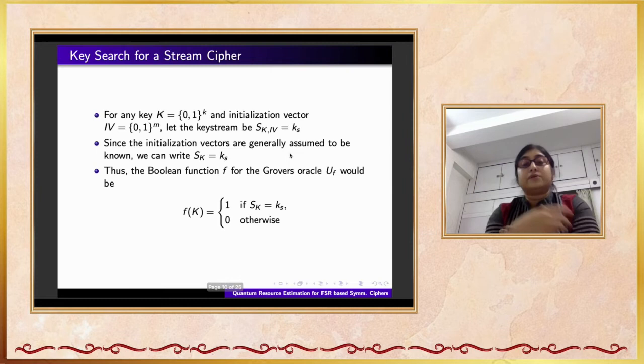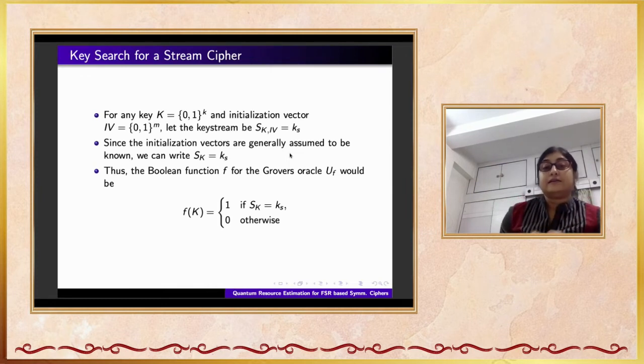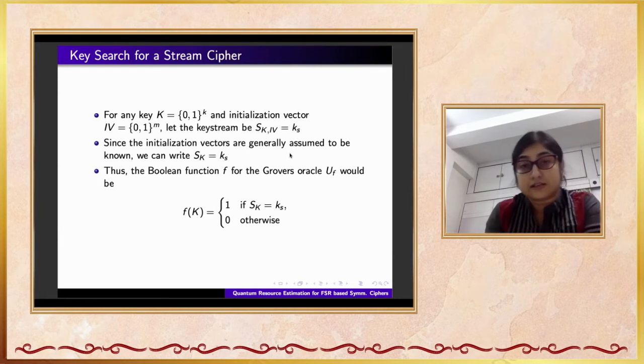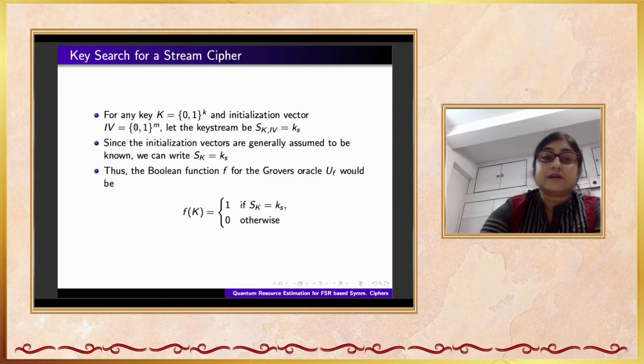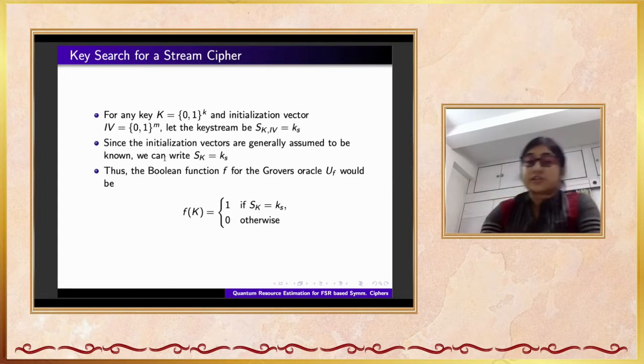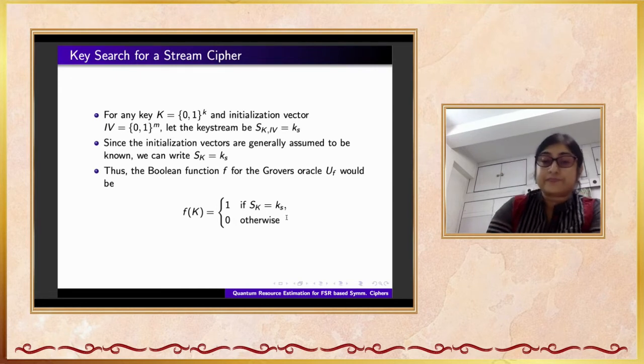Now we will see how we can use this idea in finding the key in stream cipher and block cipher. So first we will discuss stream cipher and then we will go to block cipher. For stream cipher, for any key k in {0,1}^k, and initialization vector iv in {0,1}^m, let the key stream be S_k,iv, which we will call ks. Since the initialization vectors are generally assumed to be known, we can write S_k equal to ks. Thus, the Boolean function f for the Grover oracle UF would be like this: f(k) will be 1 if S_k equals ks and 0 otherwise.